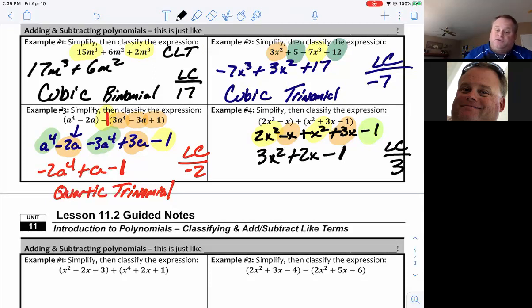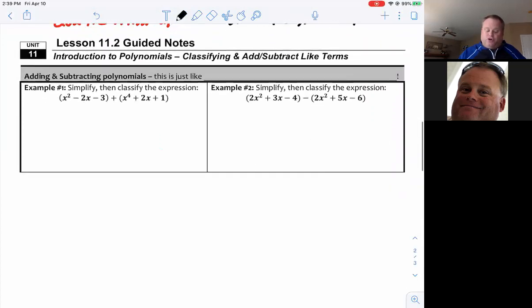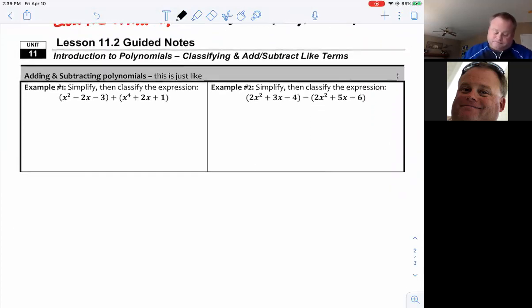And then how many terms do I have? Well, I have 3, so this is a trinomial. And then the highest power is 2, so it is a quadratic trinomial. Okay, always degree first, number of terms last. So quadratic trinomial, quartic trinomial, cubic binomial, cubic trinomial. Degree first, number of terms after that. All right, we'll do 2 more and you'll be done with this lesson.